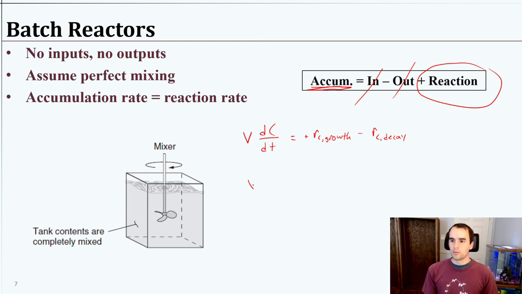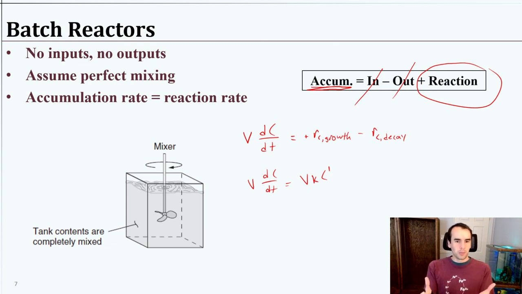So oftentimes it'll look like V dC/dt equals V times, and then it'll depend a little bit on what reaction order we have. In a first order case, it would be V times k, so this would be first order growth, times C to the 1 power. And this would be our reaction term. We're going to elaborate on this a little more in a minute. But mostly what I wanted to show you is this is the batch.